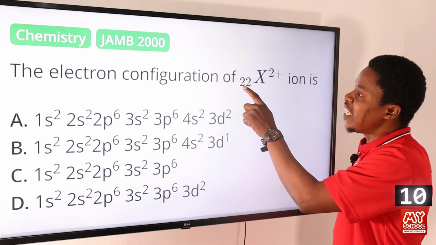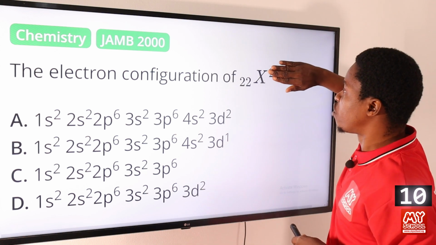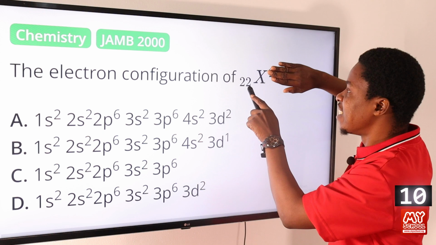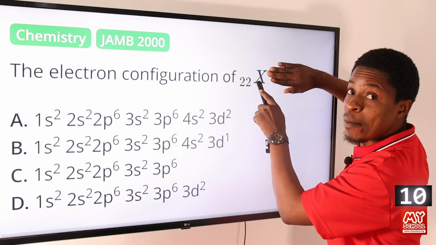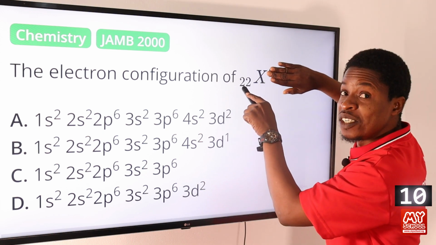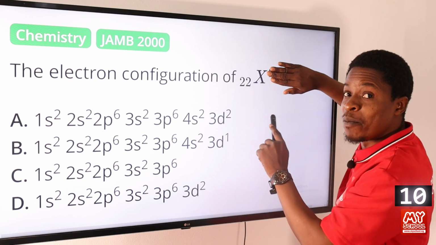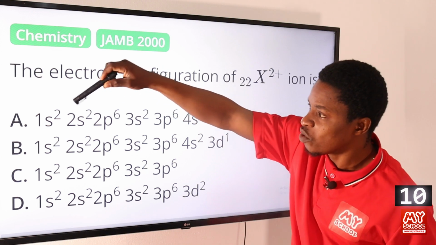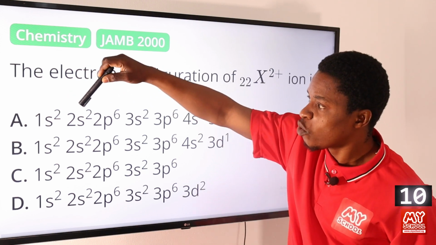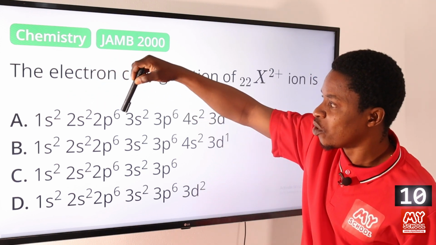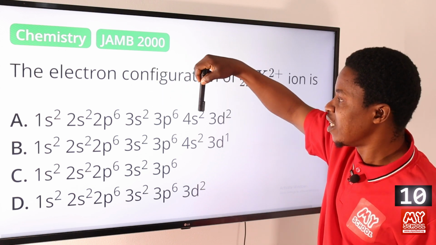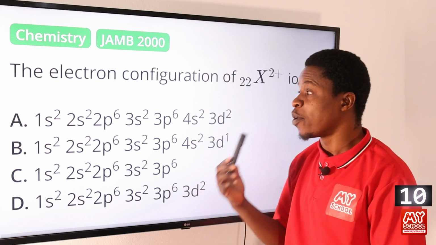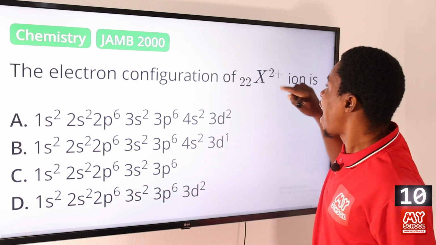Now, if we didn't have this +2, it would have just been 22. We would say that this would have been a neutral atom, meaning that the number of protons would have been equal to the number of electrons, so it would have been 22. All we need to do is add up the superscripts that we have here, which denote the electrons. The one that gives us 22, we pick among them. But in this case, we have +2 here.